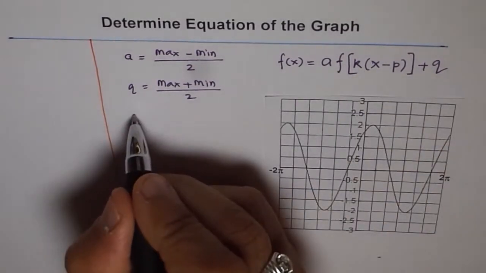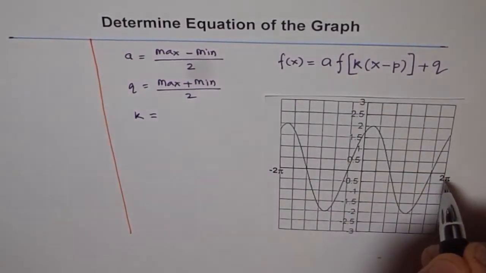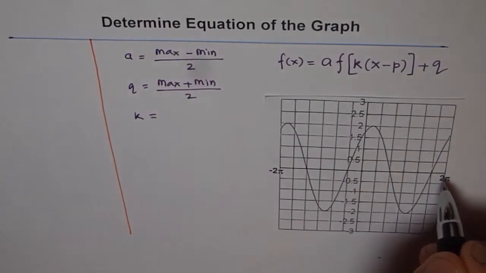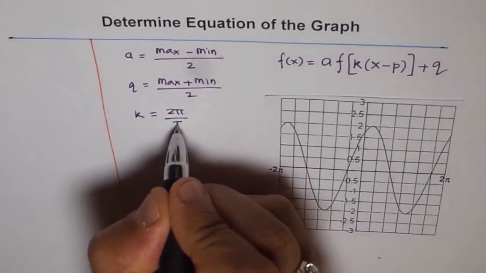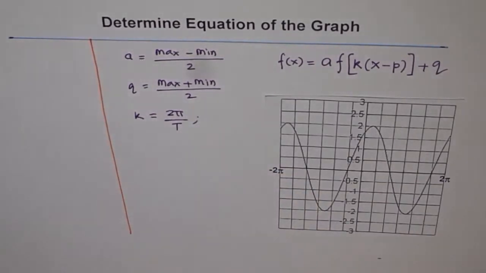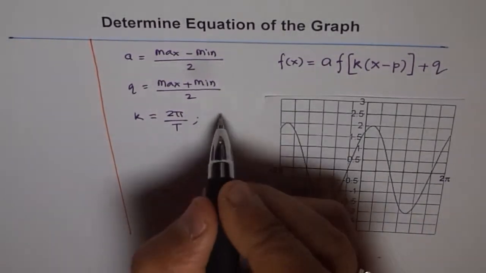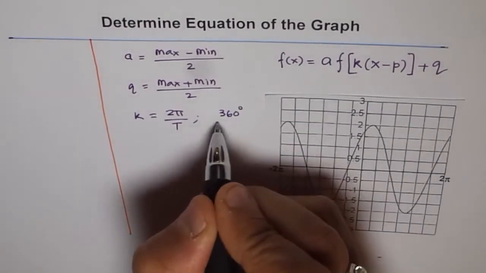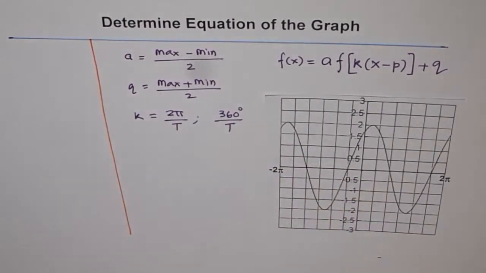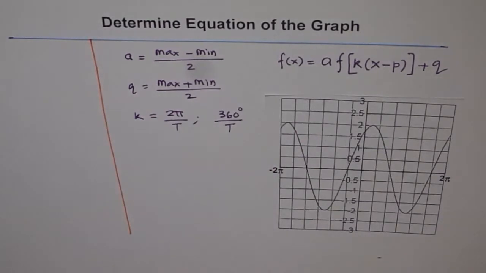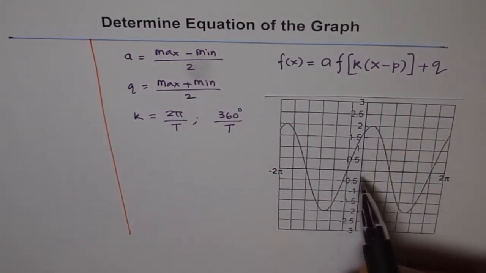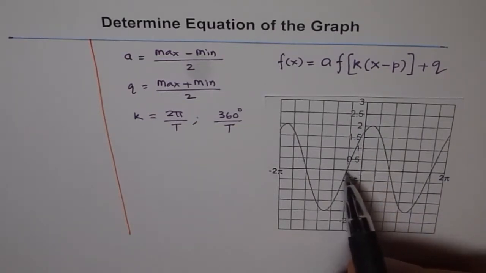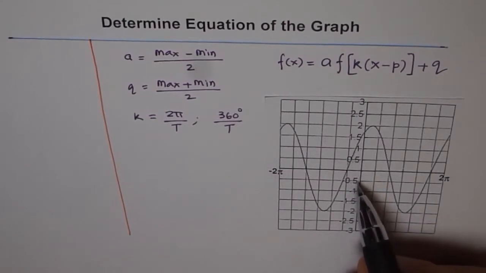And k is the number of cycles in a period of 2 pi. That is one way of looking at it. And we can also say k is 2 pi by t, the time period. If you're drawing a graph in degrees, where this one is in radians, then you could use 360 degrees by t to find k, correct? So these are our basic things, and p tells us the phase shift, the starting point, how much off it is from the y-axis.